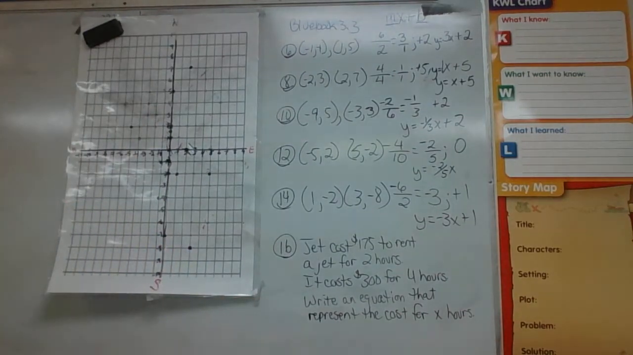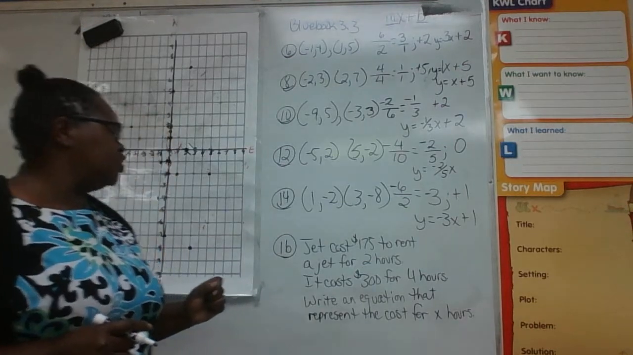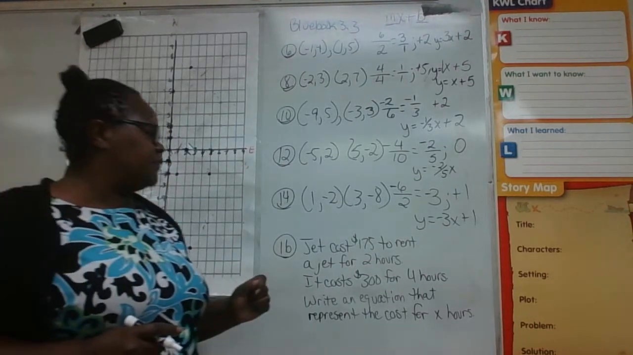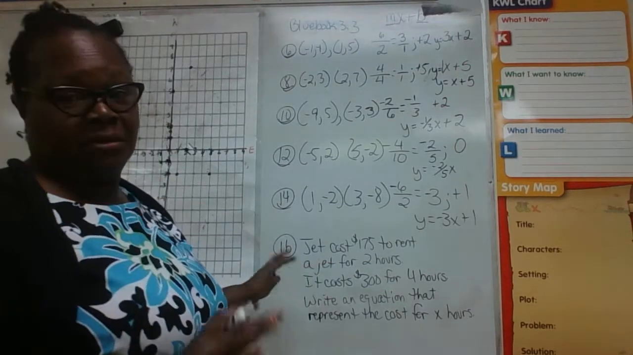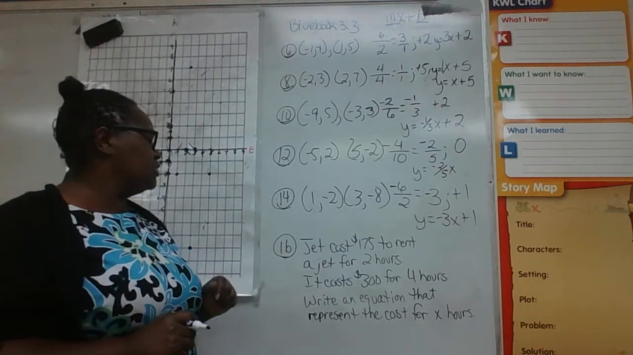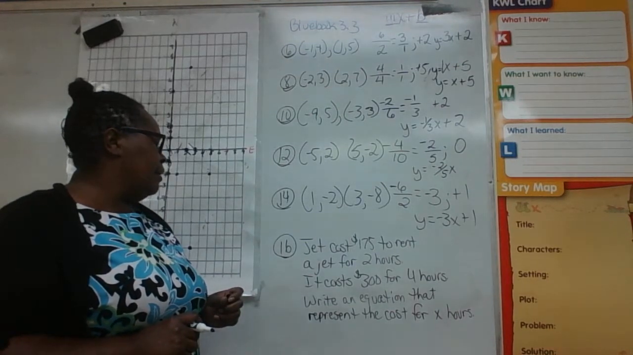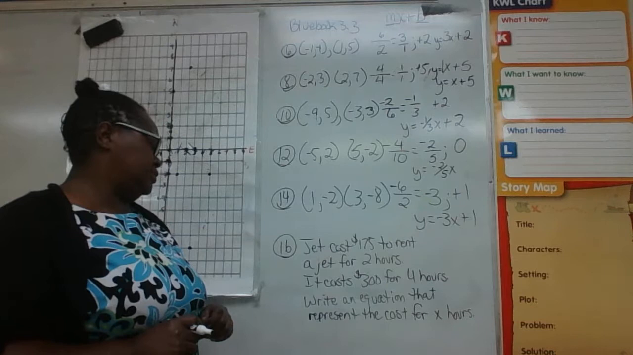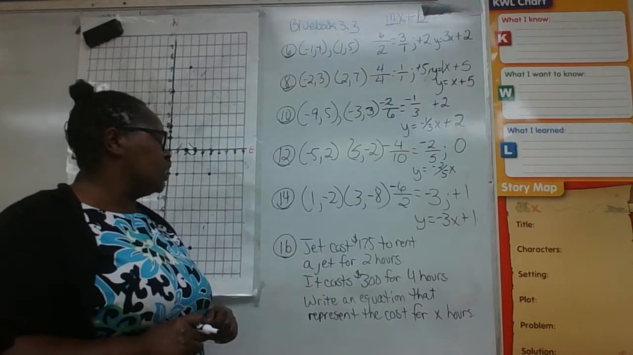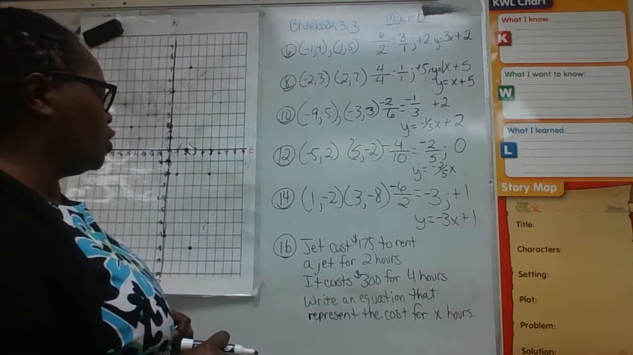All right, so now let's take a look at number 16. We have a jet that costs $175 to rent. Now, I simplified it, okay? It's a bit much to write. The jet costs $175 to rent for 2 hours. It costs $300 for 4 hours. Write an equation that represents the cost of the jet.